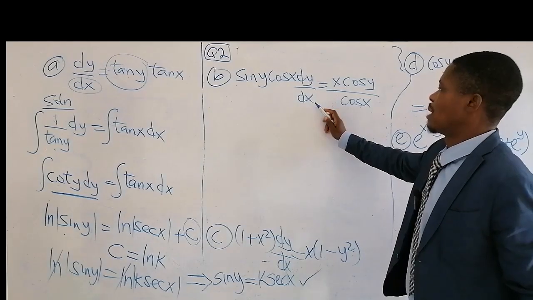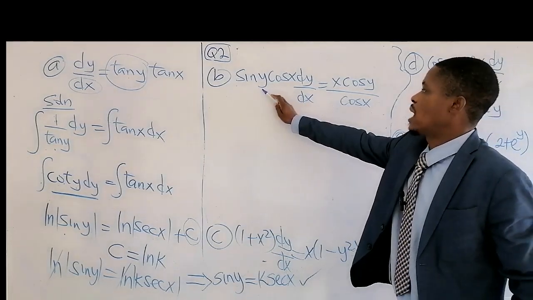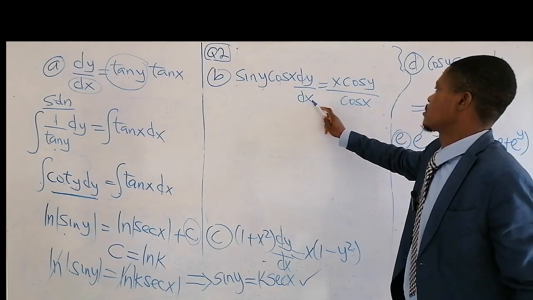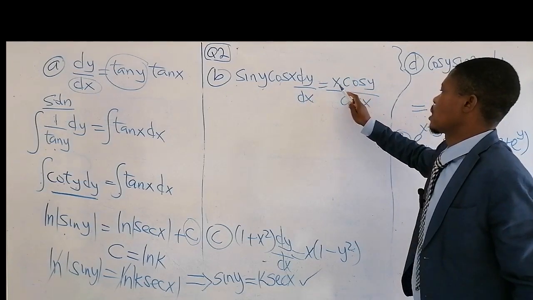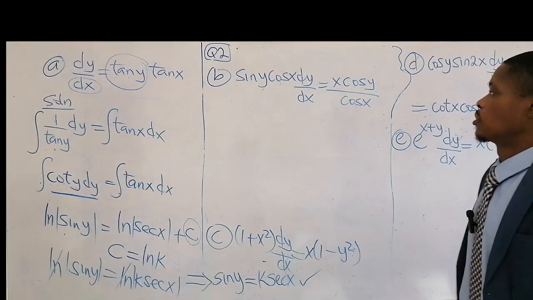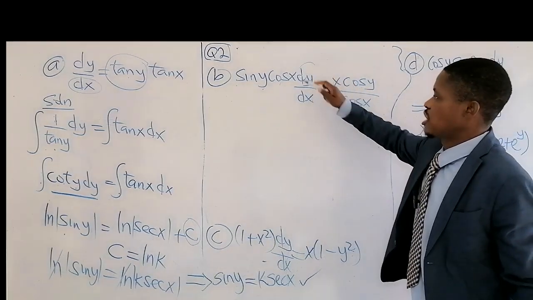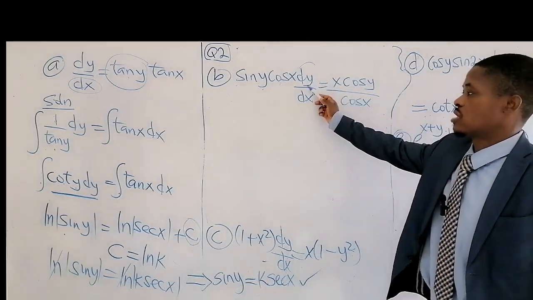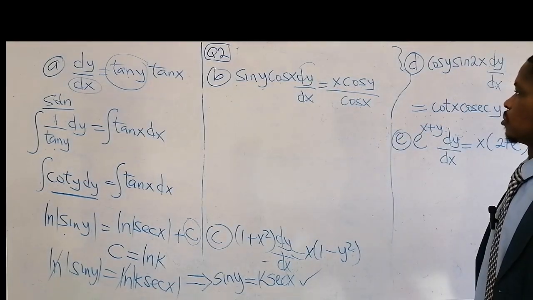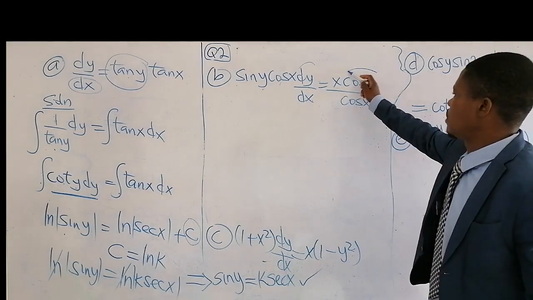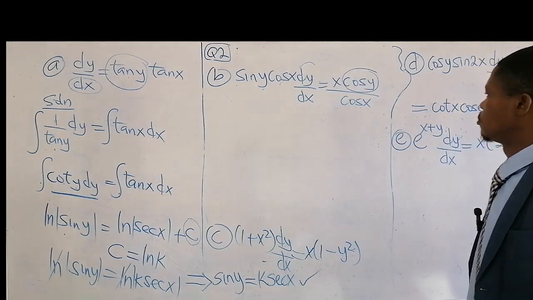Okay? The b part, we have sine y cos x dy dx equal to x cos y over cos x. Okay? This is a first order differential equation, dy dx. The order here is 1. So what do we do now? We're going to separate the variables. This one has to leave this place. So that's the first thing I have to do.